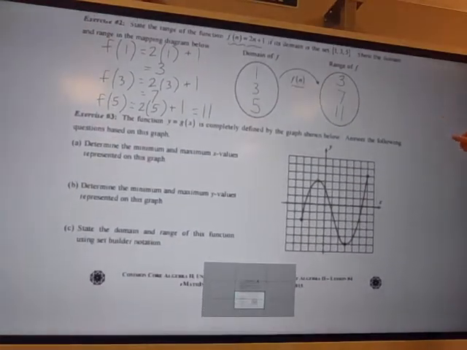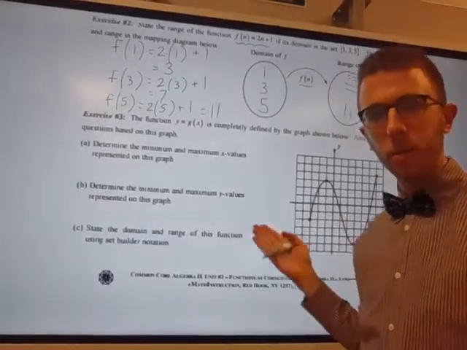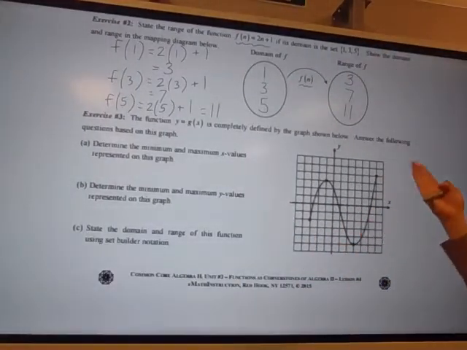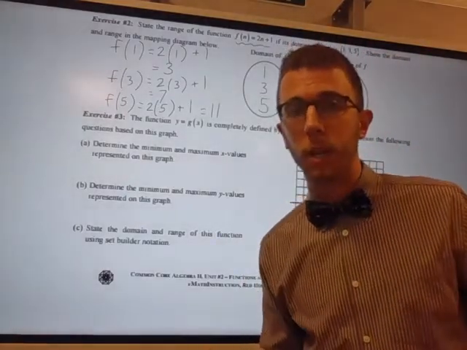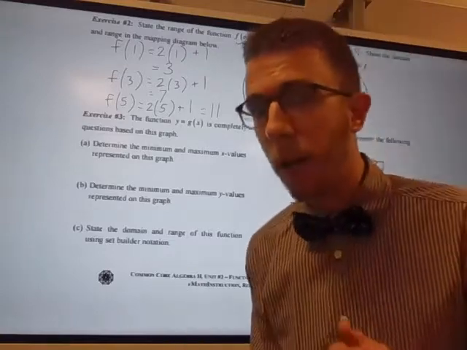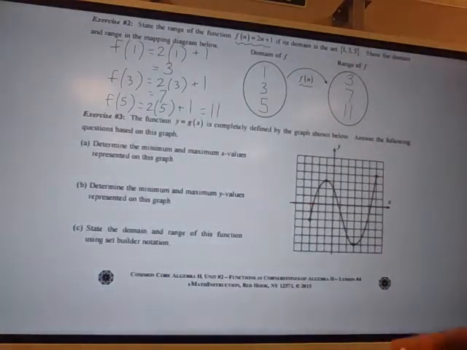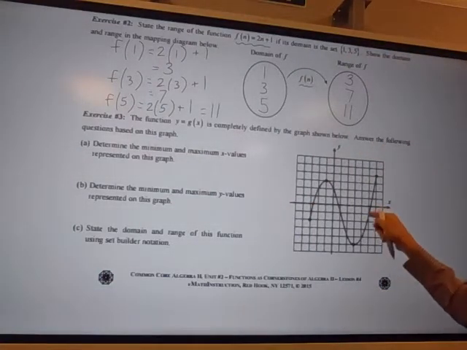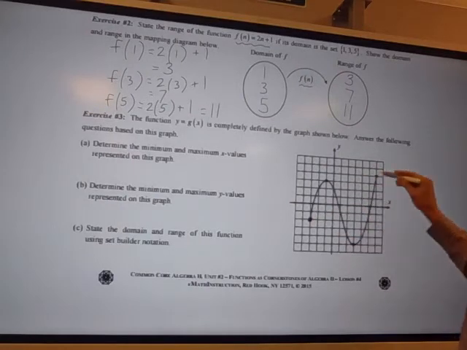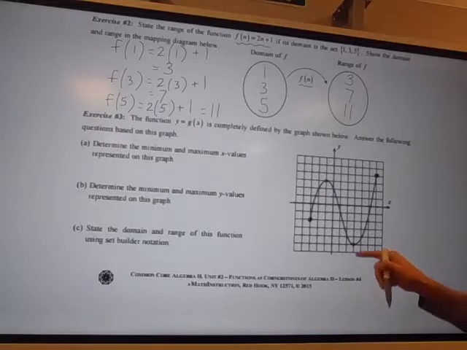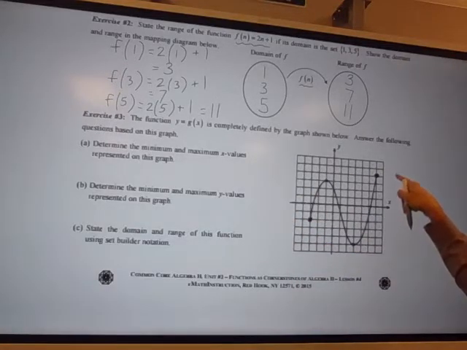Now we're getting into a graph. Okay, now we're working with a graph. The function y equals g of x is completely defined by the graph below. Again, we don't know the equation here. We could take some time to figure it out if you guys really want to, but that's not for now. We'll get to that later. All right, so this is completely defined here. You guys can see that it specifically starts here and ends over here. This function does not go on forever. It has a specific starting point and an end point.